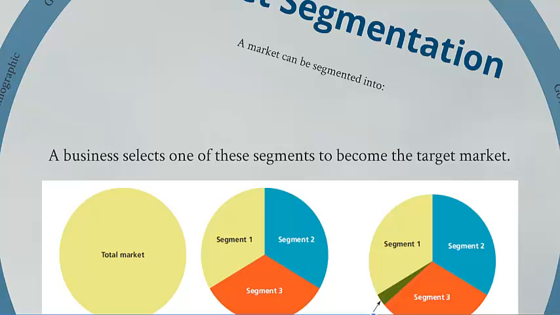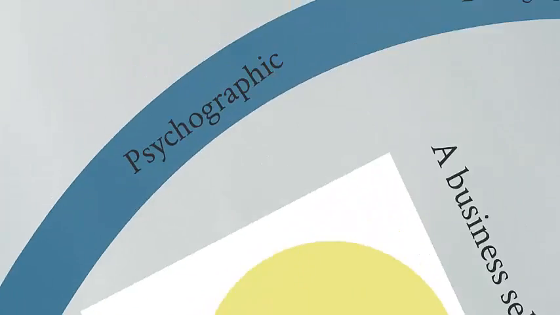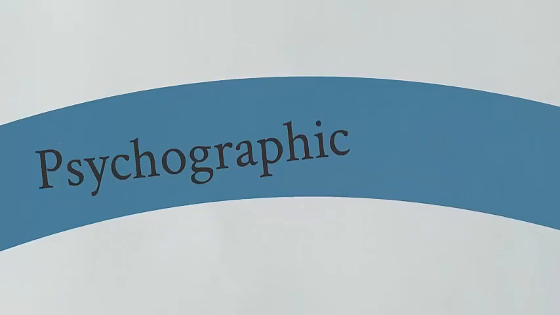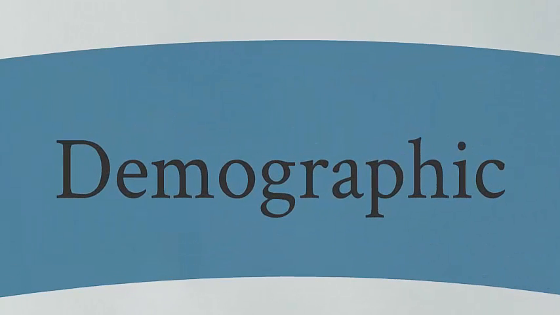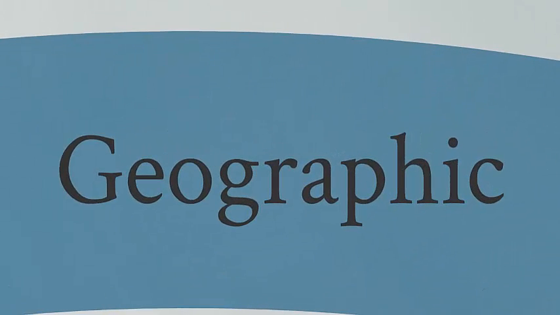A market can be segmented into further types. Psychographic. Factors that influence the consumer's buying behaviour such as perceptions, motives, attitudes and personality. Demographic. In terms of age, gender, location, income, life cycle, education, social class. Geographic. Region, suburb, whether rural or urban.